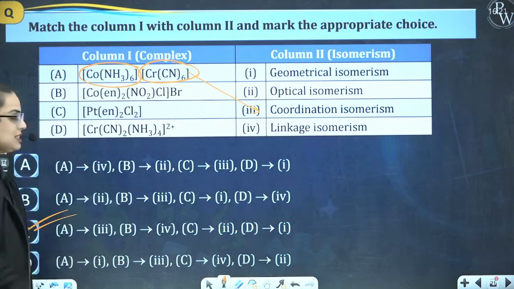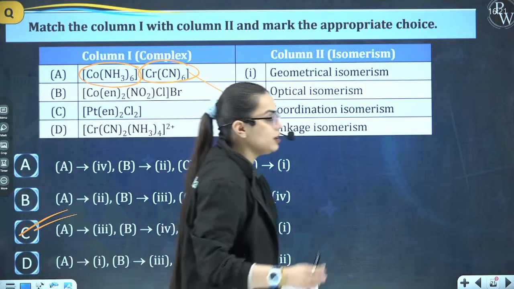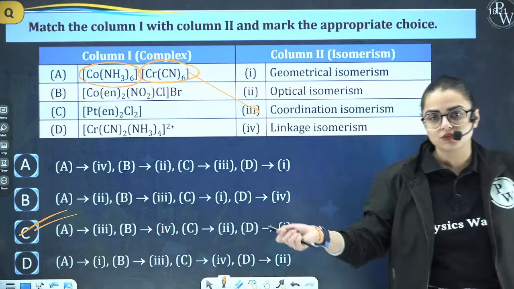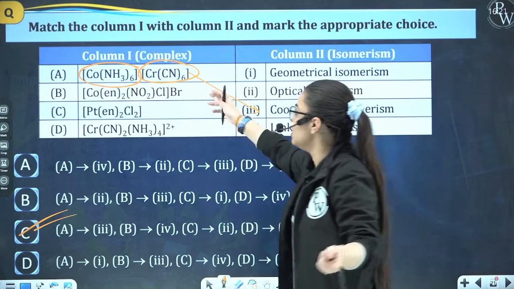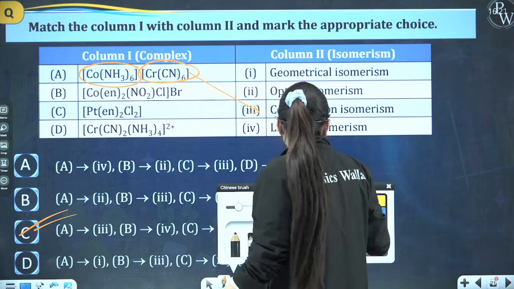Answer is option number C. See, I require very few initial seconds to solve this question, because there is no need to check all of them. If you see even one of them, you'll get your correct answer. Now you can even match it out.